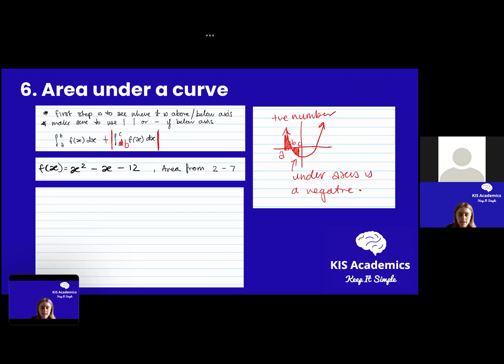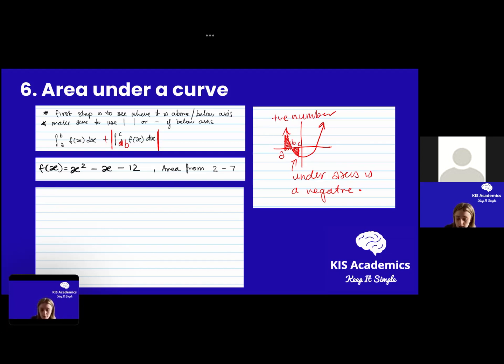Now, this is kind of the questions that we could get, and so I wanted to go through an example as it is a little bit more of a tricky concept. So x squared minus x minus 12, hopefully you can look at that, look at the leading term and recognize it's going to be a parabola. What we then need to do is we need to graph it, because that's what I'm saying by first step. First step, see where it's above and below the axis.